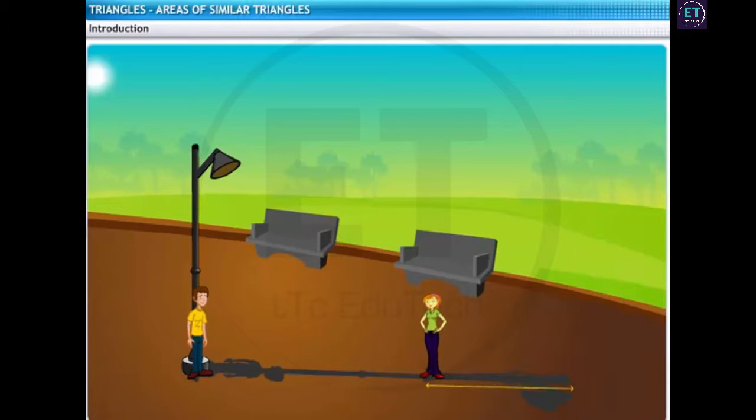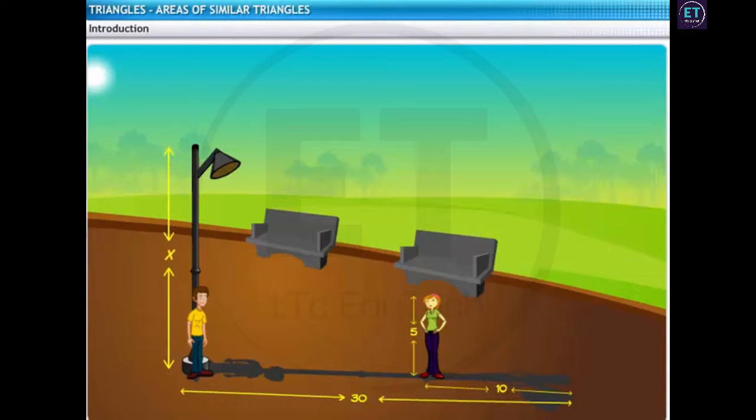If the length of Anita's shadow and the length of the shadow of the lamppost are known, can the actual length of the lamppost be calculated? Anita's shadow measures 10 feet, while her actual height is only 5 feet. The shadow of the lamppost is 30 feet. Let's assume that the height of the lamppost is x.